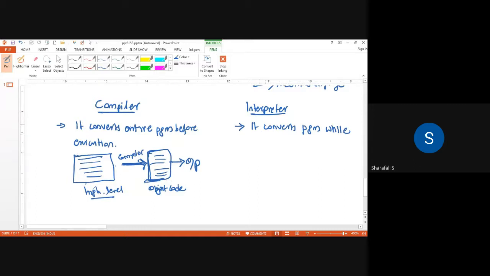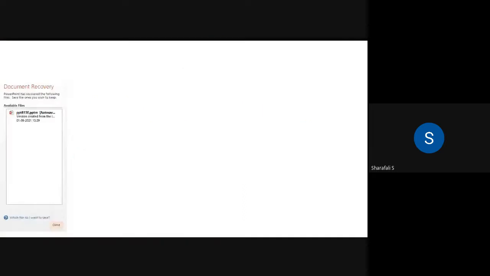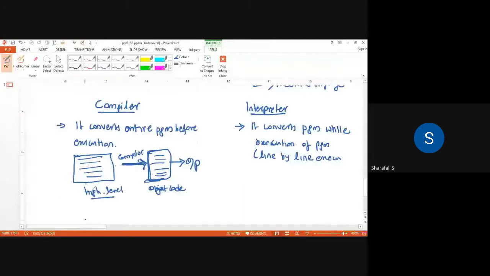But here, for the case of an interpreter, it will be converting the program during the execution of the program. Which means that it is a line by line execution.